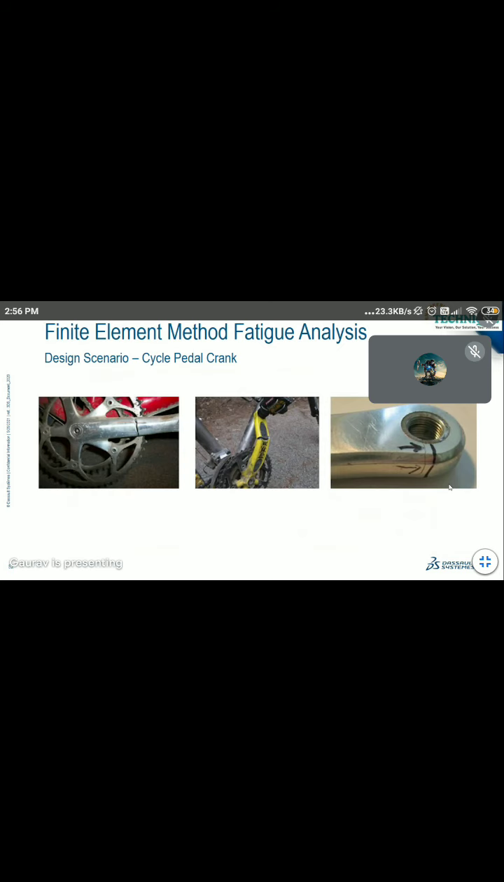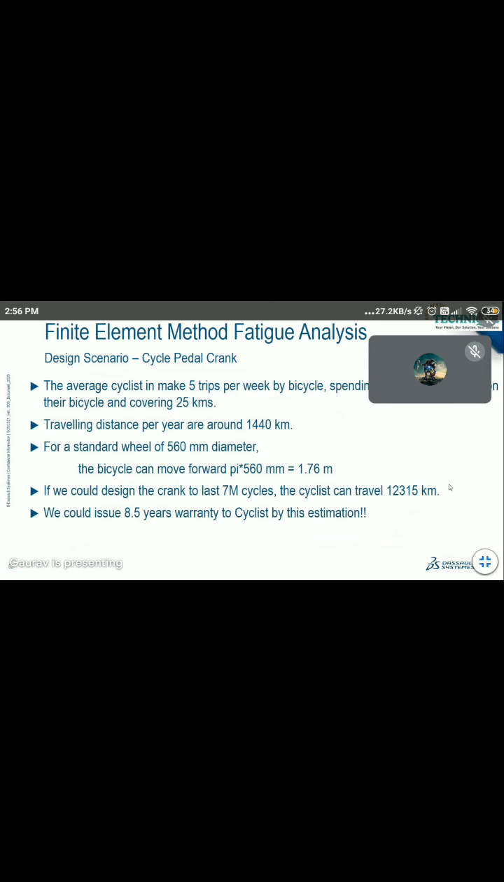So these are a few design scenarios or failures of the crank. Now, I did a few mathematics over here. The average cyclist makes 5 trips per week, spending just under 2 hours on their bicycle and covering 25 kilometers. Per year, it is 1440 kilometers. And if I take the standard wheel diameter, it moves 1.76 meters.